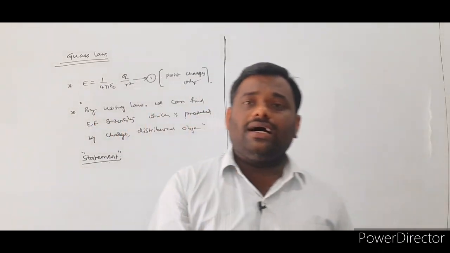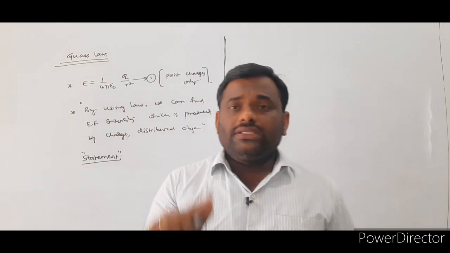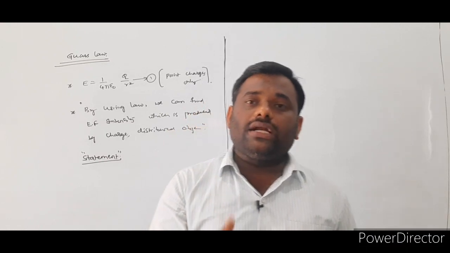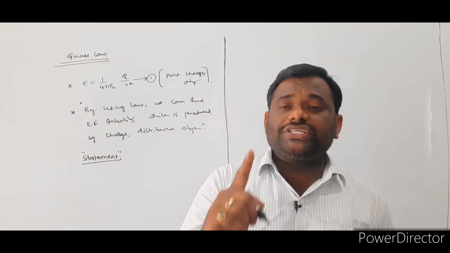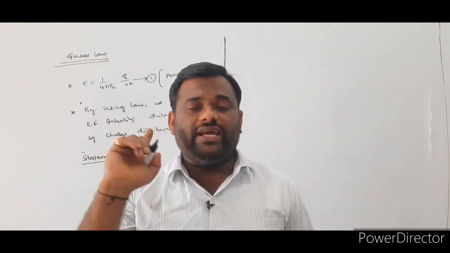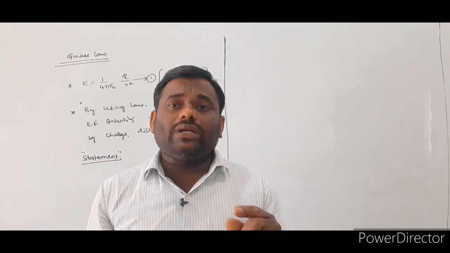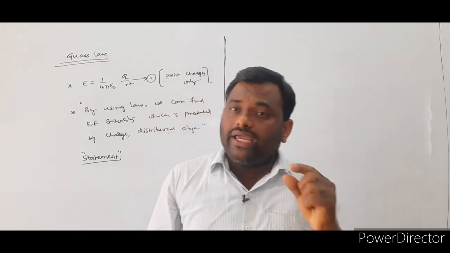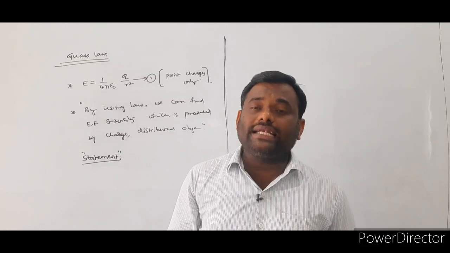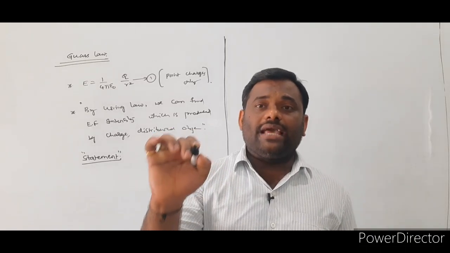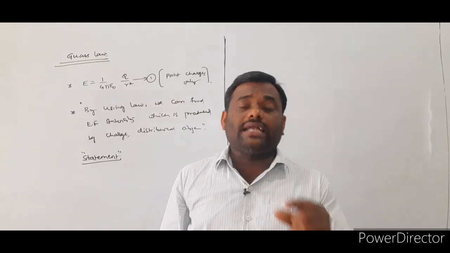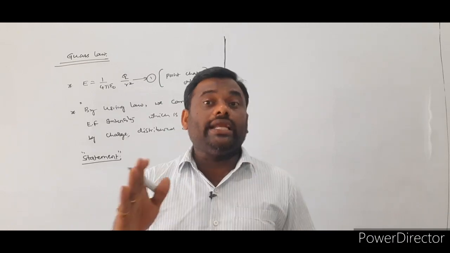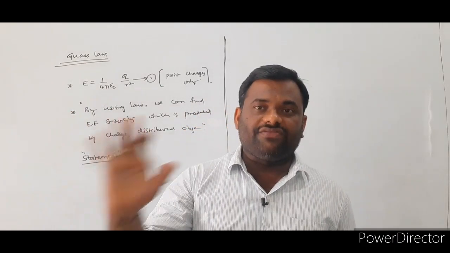According to the Gauss law, the total electrical flux which is passing through any closed surface will be equal to what? 1 by epsilon naught times the net charge enclosed by that closed surface.